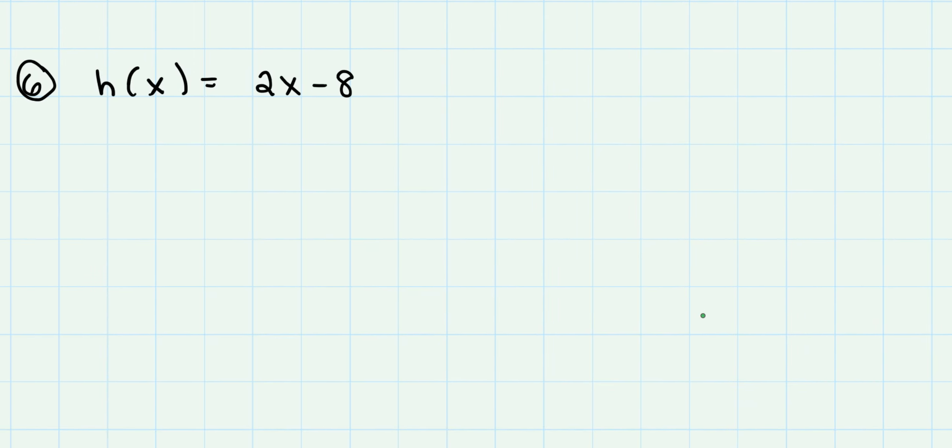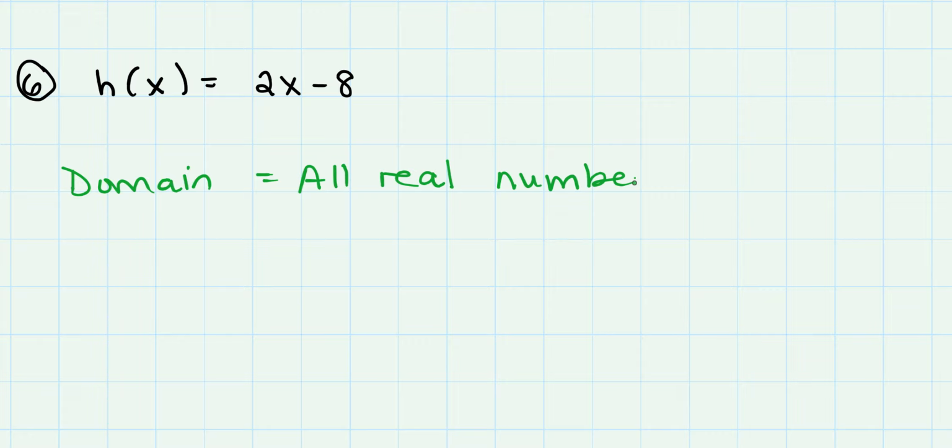How about this one? Well, is there any restrictions on what you can plug in for x? Is there anything I cannot plug in for x? The answer is no. You can plug in 0, because 0 times 2 is just 0. Plug in a negative, a positive. The domain here is all real numbers. And you can write that as negative infinity to infinity, the smallest you can be to the biggest.